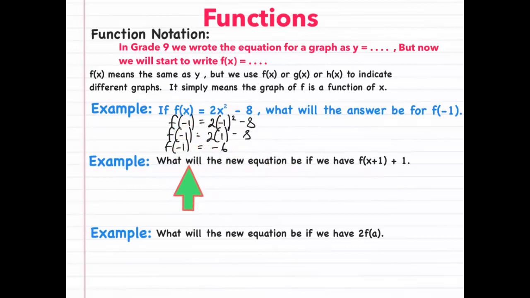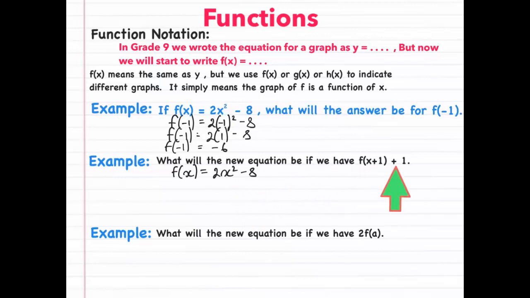So there we go. And what will the new equation be if we have f(x + 1) + 1? Okay, so that means we had a function f(x) = 2x² - 8, but now instead of having the brackets and an x there, we have x + 1. So in the place of the x, we are going to write x + 1, and then this entire function needs to go up one place. So look closely how we write this. This will simply be f(x) = 2x² - 8. That was the original function, right?